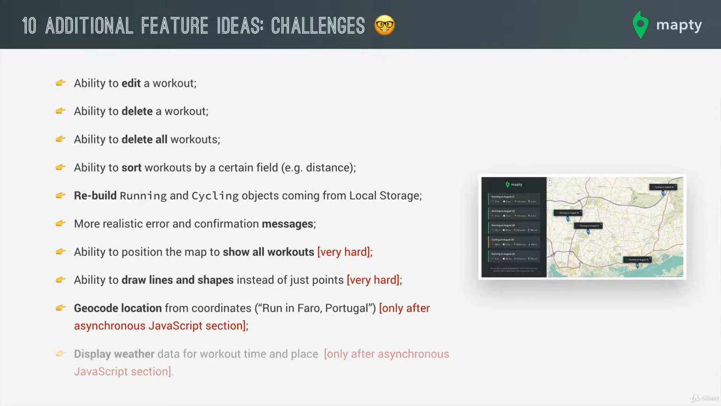And then besides that, you could also use a third-party API to display the weather for the workout time and place. But again, these two you can maybe tackle after the end of the next section if you feel like improving this project even more.